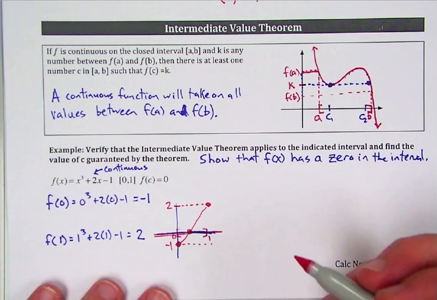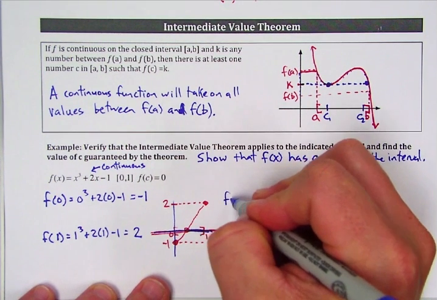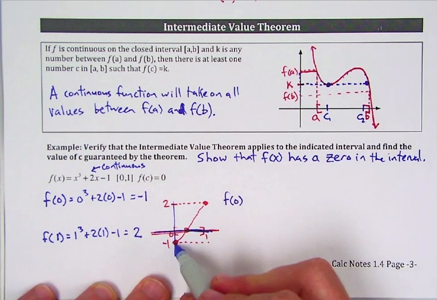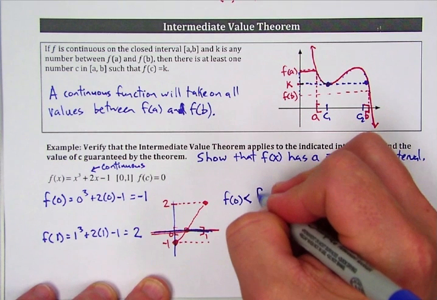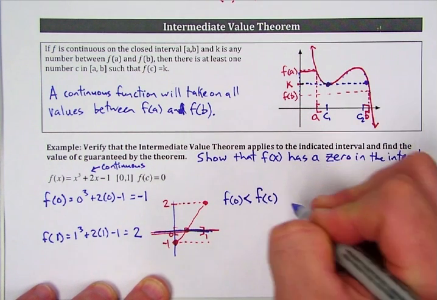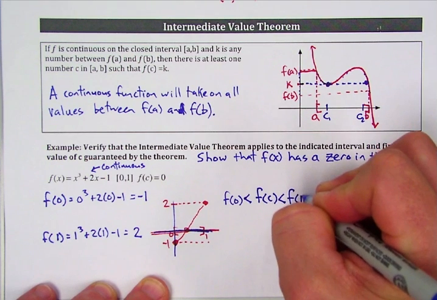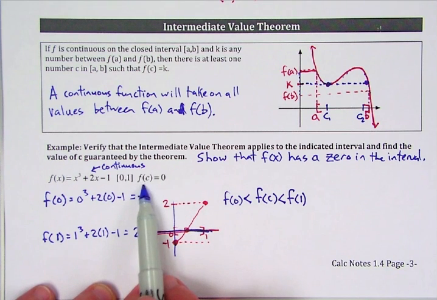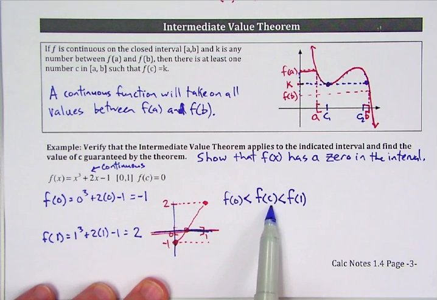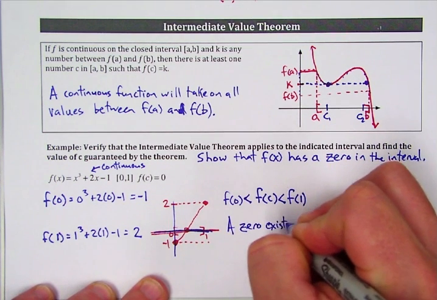So how are you going to write that mathematically? You're going to write f of 0, so our left interval, is less than f of c, is less than f of 1, which is our right interval. So our f of c equaling 0 has to exist on that interval. So we just write that a 0 exists.